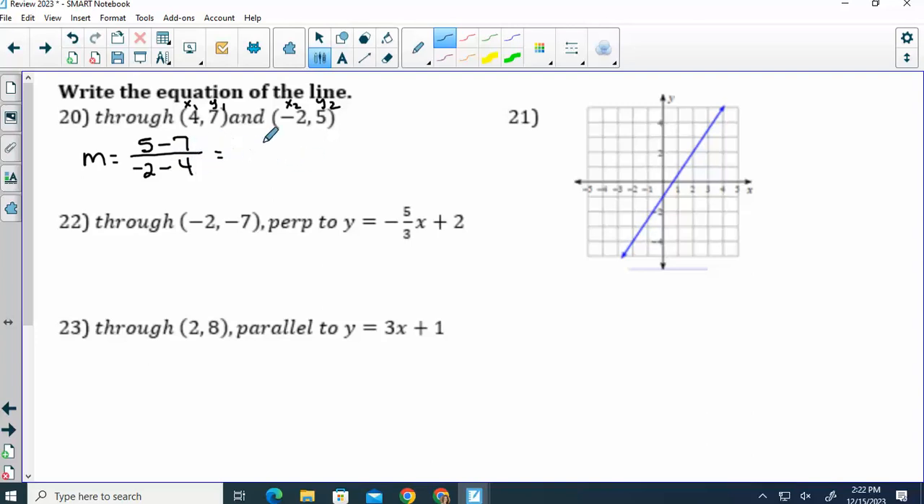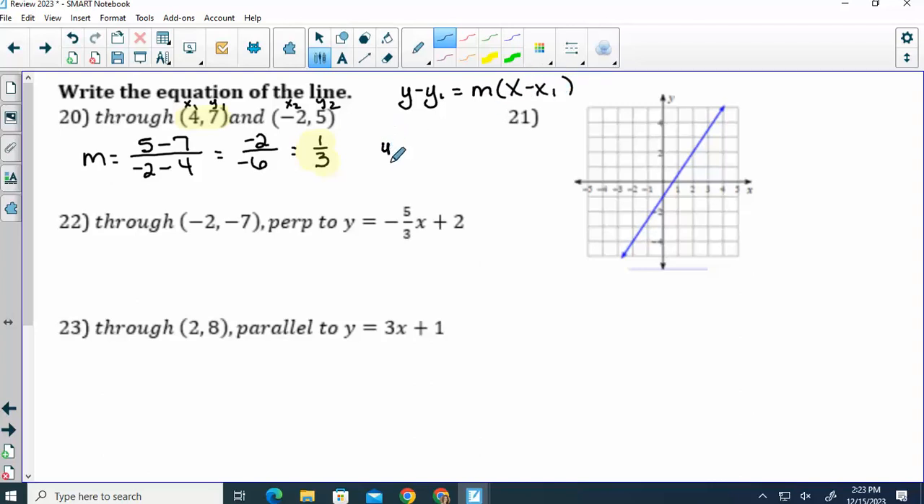So 5 minus 7, -2. -2 minus 4 is -6. So what's that reduced to? 1/3. Okay. Then we took our slope and one of the points. Does it matter which one we use? No. So if I just went with the first one. Do you guys remember the equation? Point slope form? Y minus y1 equals m times x minus x1. Yep.